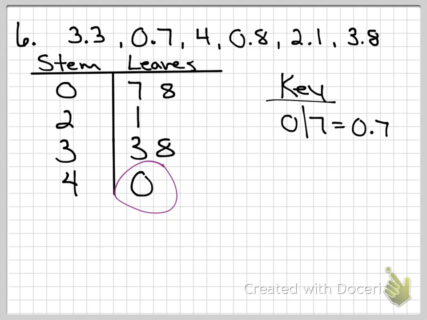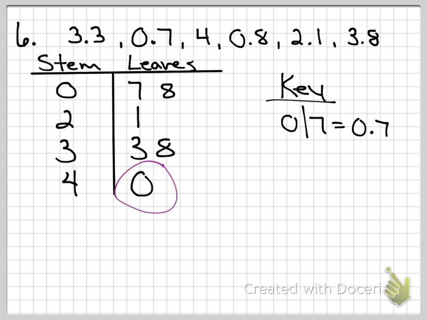Christopher: But wouldn't that then make it 40? No, because my key tells me that my stem and leaf is 1s to 10ths, so it makes it a 4.0. Okay? It would make it a 40 if I didn't have a key, or if my key said 0 to 7 is 7. That's why the key is so important. All right? Any other questions?